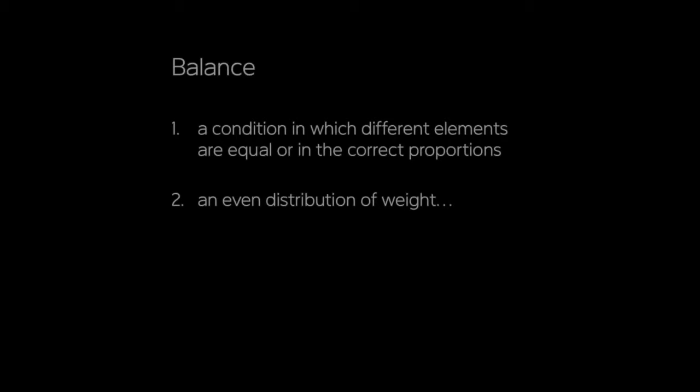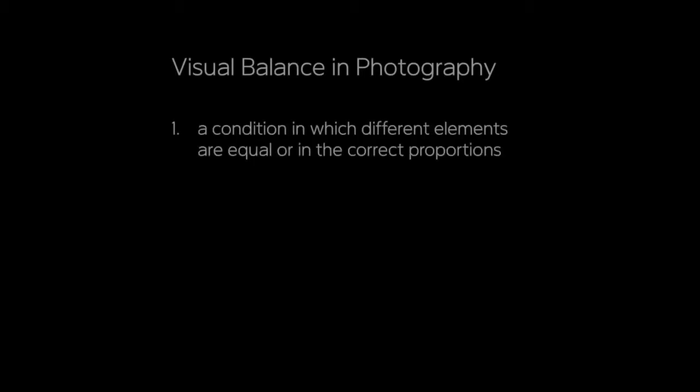Well, that's great from a generic perspective, but how does this apply in photography? Let's look at definitions of balance in photography. Surprise! I'll use the same definition. It's really a condition in which different elements are equal or in the correct proportions. So when you look at a composition, there are different elements in that composition, and what are the proportions and what is the relationship between one element to another?